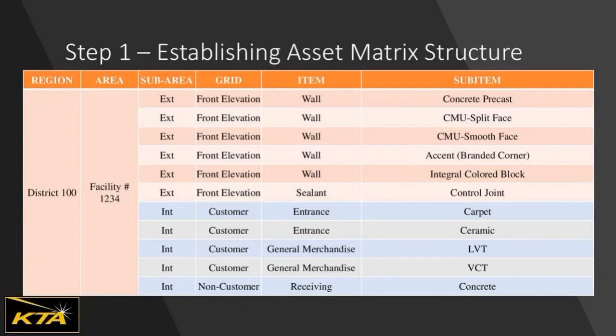In the exterior example there, we've got some precast, split face, smooth face, and accent branded corner, which may or may not be important to some owners, and then some ICB. And for flooring, we've got carpet, ceramic, LVT, VCT, and concrete. So just some examples of how a matrix could be set up.